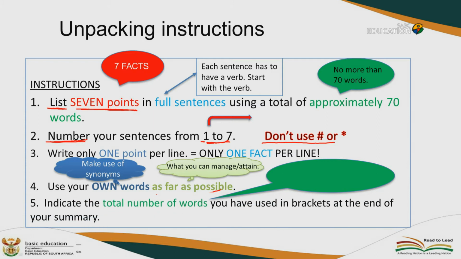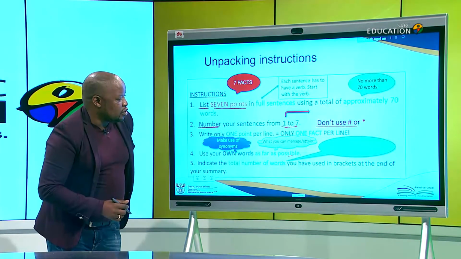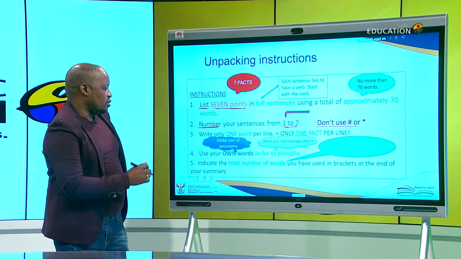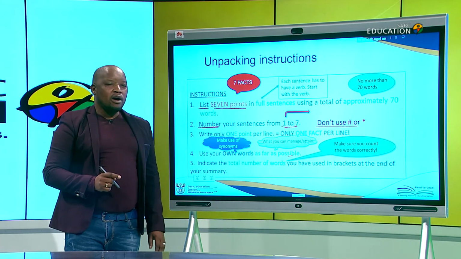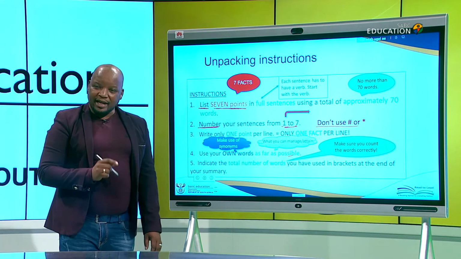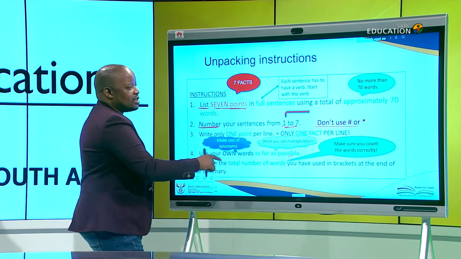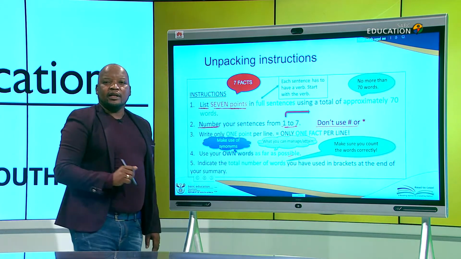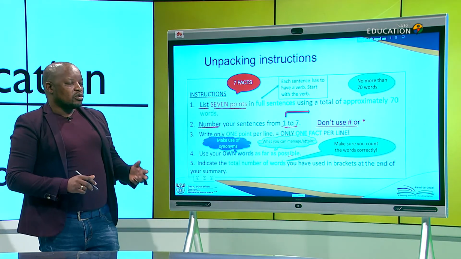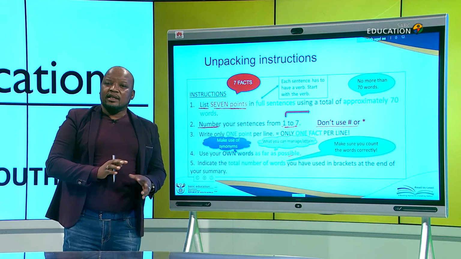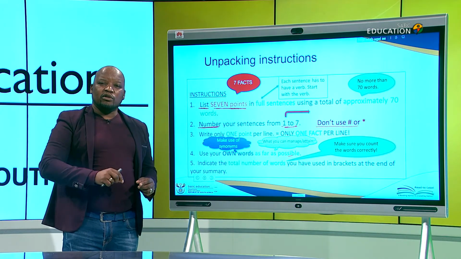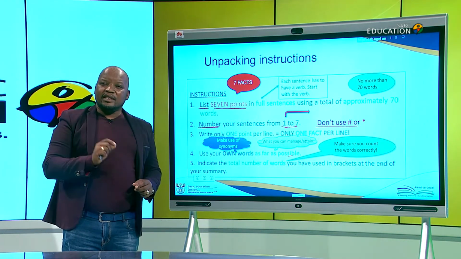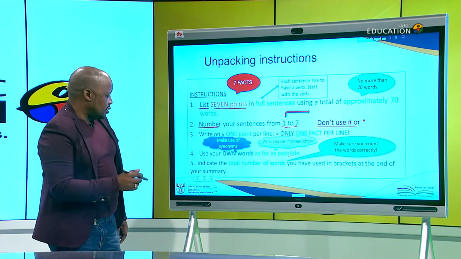Instruction number 5, indicate the total number of words that you have used in brackets at the end. What do you mean by that? It says make sure you count the words correctly. We're going to see this when we do the example later on. So when you finish writing the summary in your own words, you'll be requested to count each and every word that is there, so you need to count it.